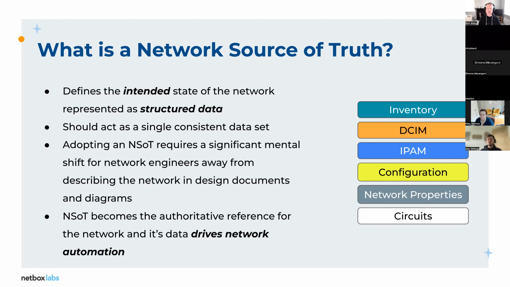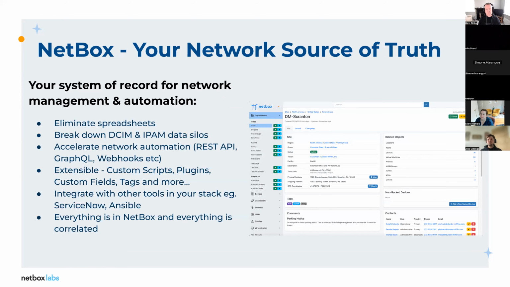And the kind of data that you're interested in storing about a network and documenting are things like the inventory, your DCIM information, so your vendors, the manufacturers of your devices, your device types, the physical hardware, the cabling and the connections between those devices, and the IPAM data, which is obviously your IP addressing information, VRFs, VLANs, and so on, and your device configurations and network properties, and also things like circuits as well. You want to be able to track those in a source of truth. And this is where NetBox comes into play as your network source of truth.